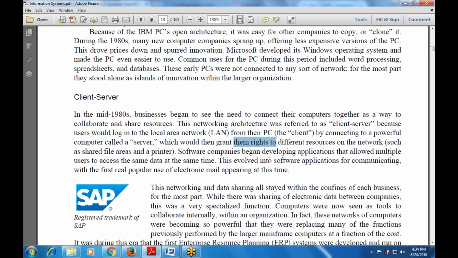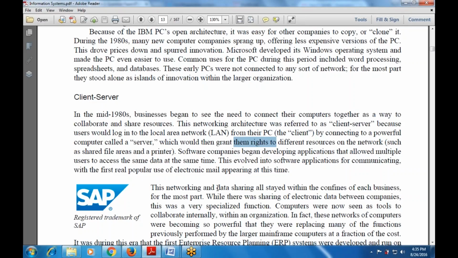And when we talk about the software companies, they began developing applications that allowed multiple users to access the same data at the same time. So the same data will be available at the same time, used to access the same applications, same data. This evolved into software applications for communicating, with the first real purpose or popular use being electronic mail, that appeared at this time.